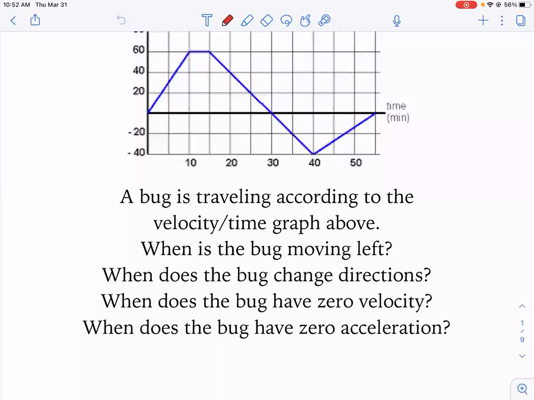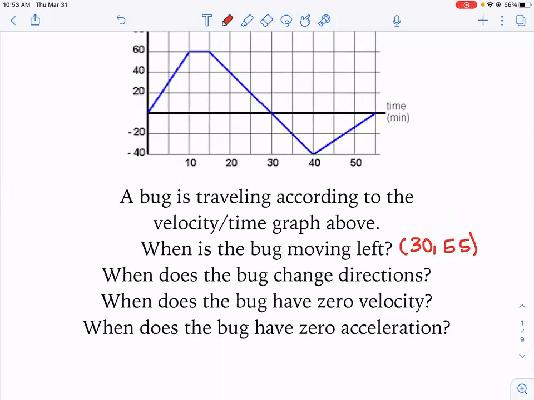All right, Matthew, when is the bug moving left? I don't care if you write it as an interval or if you do 30 is less than t is less than 55. Okay, Wyatt, why? How do we know that the bug is moving to the left? The velocity is negative. Thank you. That is exactly how I would like you to word that.